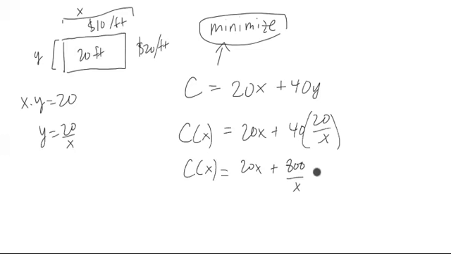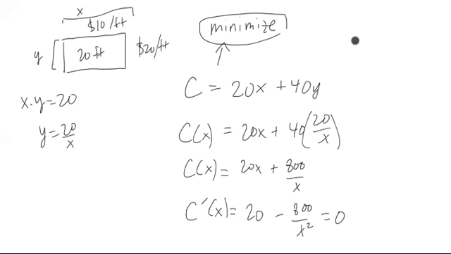Now, if we want to find the minimum of this cost function, we want to see where its derivative changes sign, and we can see that by looking at where the derivative is undefined or where it's equal to 0. So first find the derivative, then set it equal to 0. It looks like the only place it might be undefined is at 0, but that doesn't really tell us very much. So let's try to find where the derivative is equal to 0. First, we take the derivative: 20 minus 800 over x squared. We set this equal to 0 and solve.